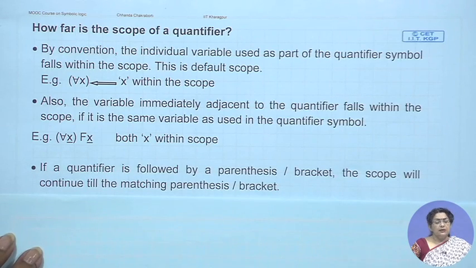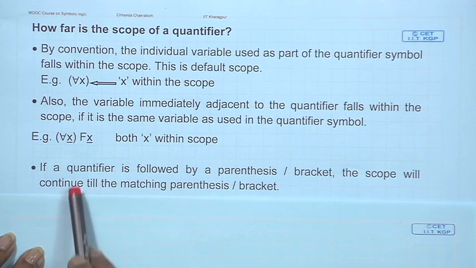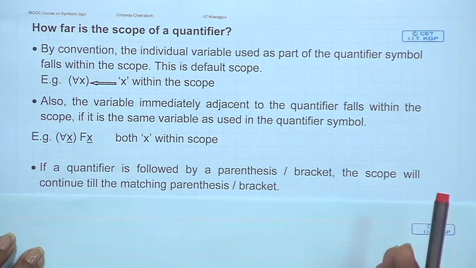Further, if a quantifier is followed by a parenthesis, and if that is the case, then the variables that are occurring between the opening and the closing parenthesis matching with the quantifier symbol will all be within the scope of the quantifier. Once more, up to here is default. After that, if you have a parenthesis coming up and the same variables are also used, then until the bracket is closed, all of that will be assumed as within the scope of the same quantifier.